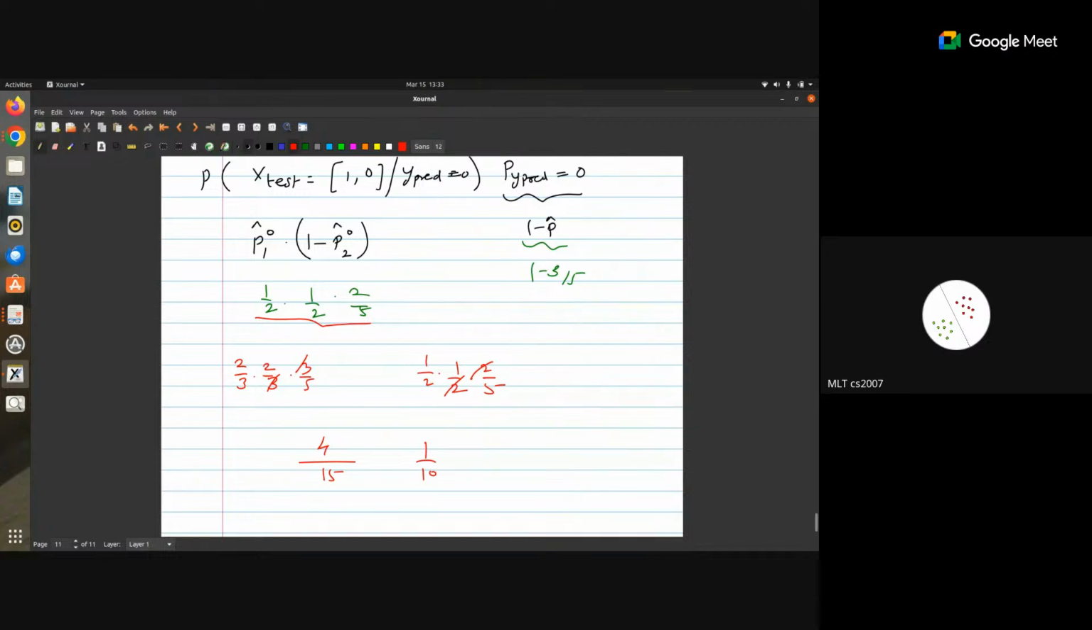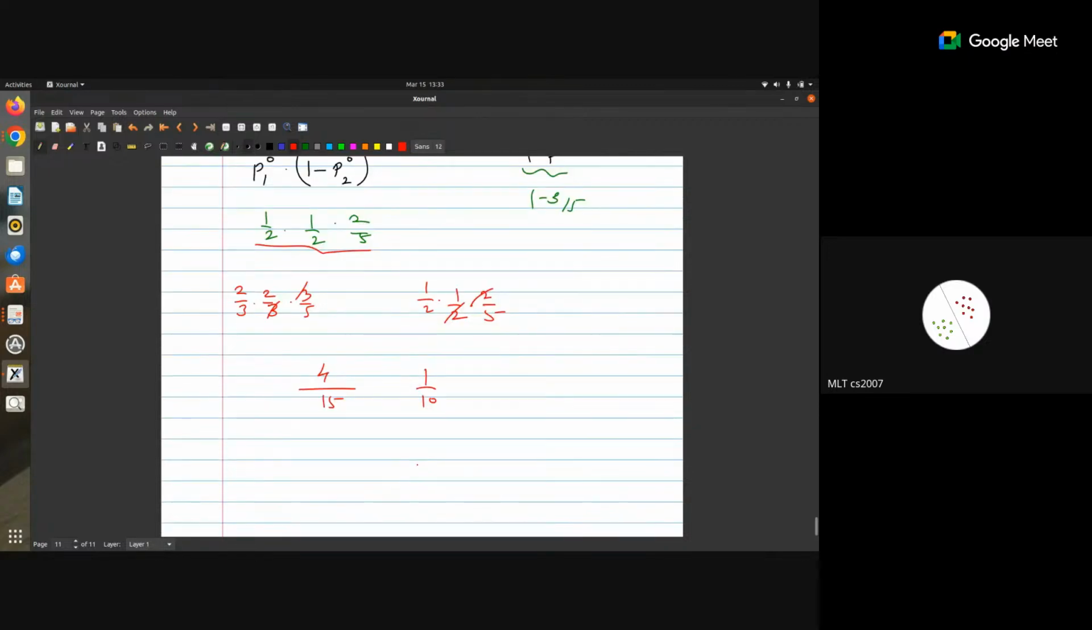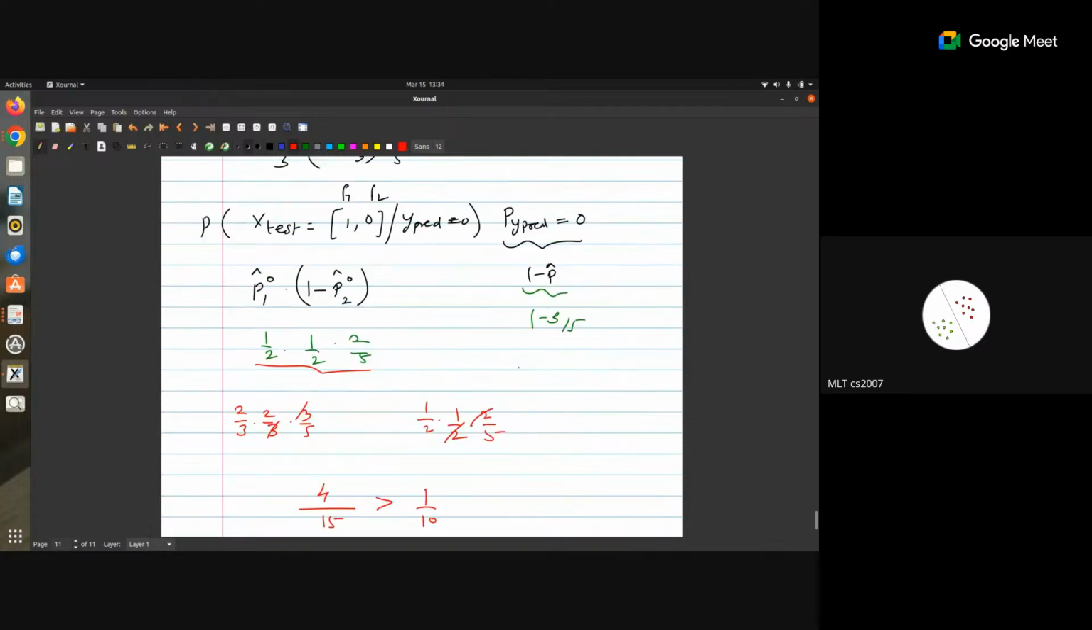So which is the greater one? I think this is a greater probability, right? 1 by 10 is basically 0.1, and 4 by 15 is like 0.2 something, right? 0.2 and whatever the values will be. So which one should I predict now for this given feature?